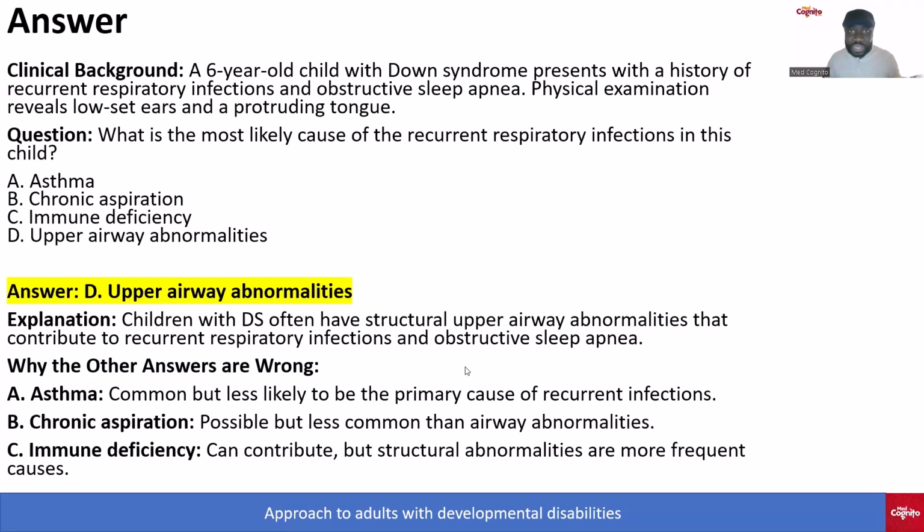That's the first thing you have to understand. Number two, chronic aspiration is possible, but is less likely or less common than airway abnormalities. And then immune deficiency can contribute, but structural abnormalities are more frequent. So that is the other thing. In MedCognito, when you do a mock or something, we provide explanation. However, the explanations are straight to the point, and they are teaching points, right?